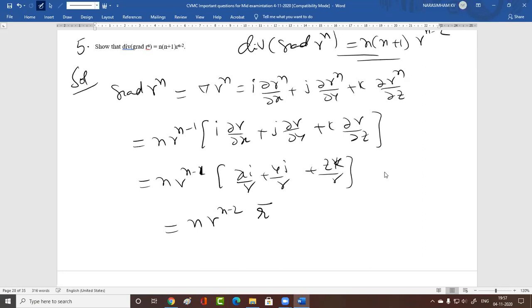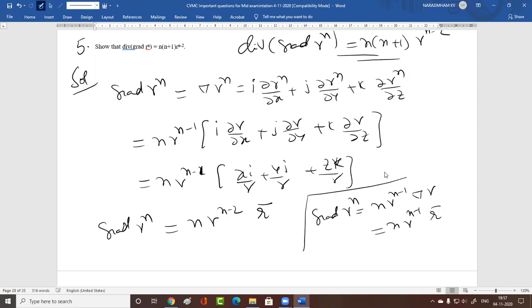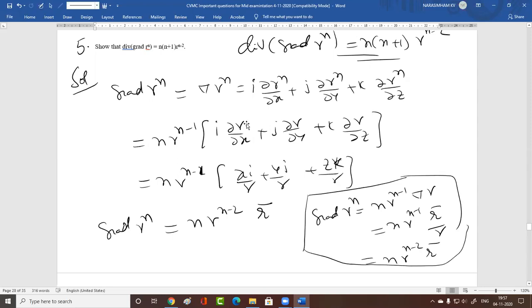So gradient of r power n is very simple, and we can easily understand it this way, a very easy method. Gradient of r power n is n into r power n minus 1 into del r, and del r equals, in a simple way, r bar by r. That is n into r power n minus 2 into r bar. Using this concept, we can directly find the value; otherwise we find it in detail.